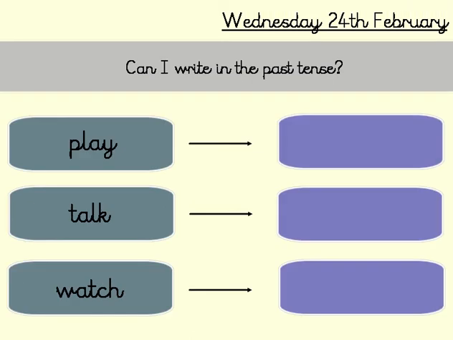To make a word past tense, we can add a suffix, so that's a letter or group of letters, to the end of some of our words. So for most verbs, which are doing words, having words or being words, it's really easy. Do you know what I need to add? That's right. I need to add ed. So play in the present tense becomes I played. Okay? So we just add ed on the end.